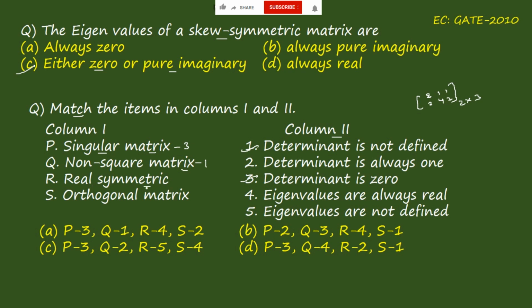Real symmetric matrix. Coming to eigenvalues, eigenvalues are always real. Option 4, so R is 4. Orthogonal matrix: the determinant of an orthogonal matrix is always 1. It's option 2. So the matching is option A.